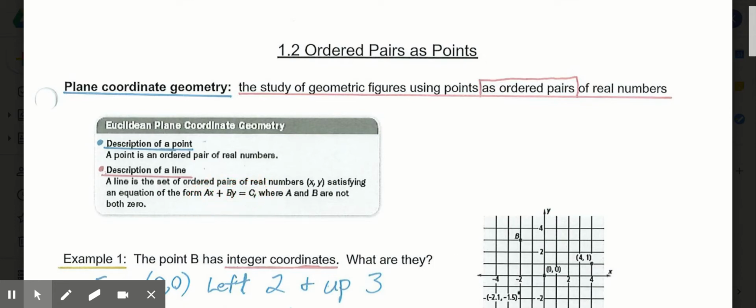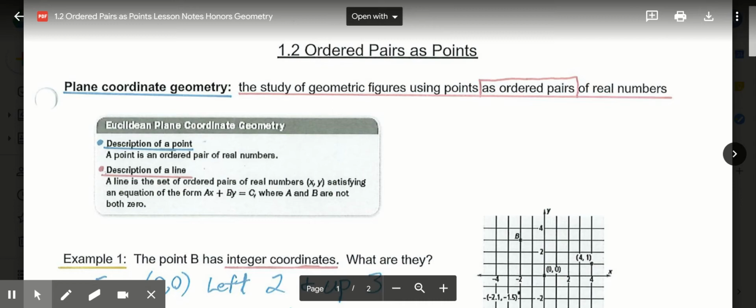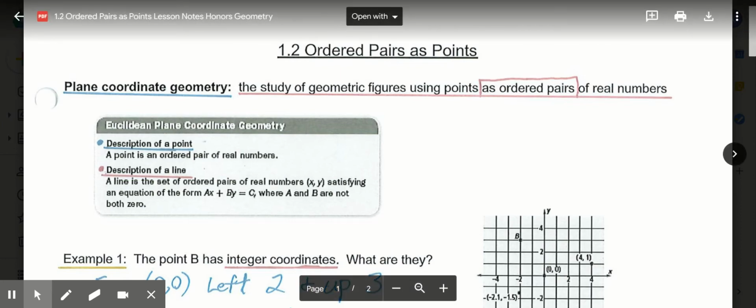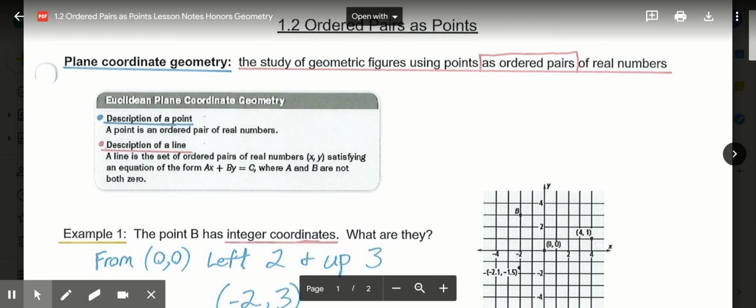That's what's known as standard form or standard equation of a line, which was covered in Algebra 1, but we will take a little bit of time to look at that again in this lesson. So our description of a line, though, a line is a set of ordered pairs satisfying an equation of that form, ax plus by equals c, where a and b are both not zero.